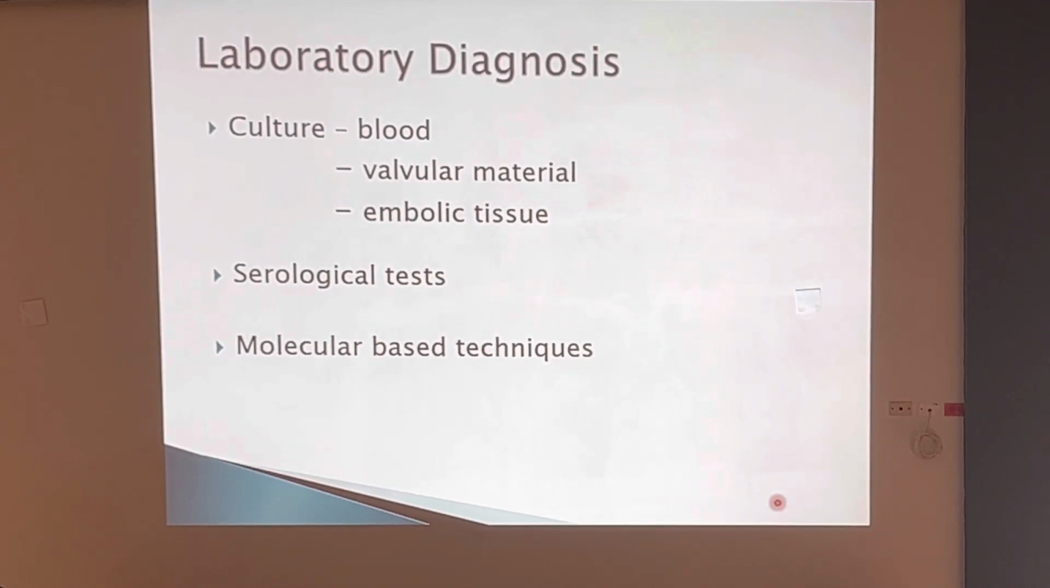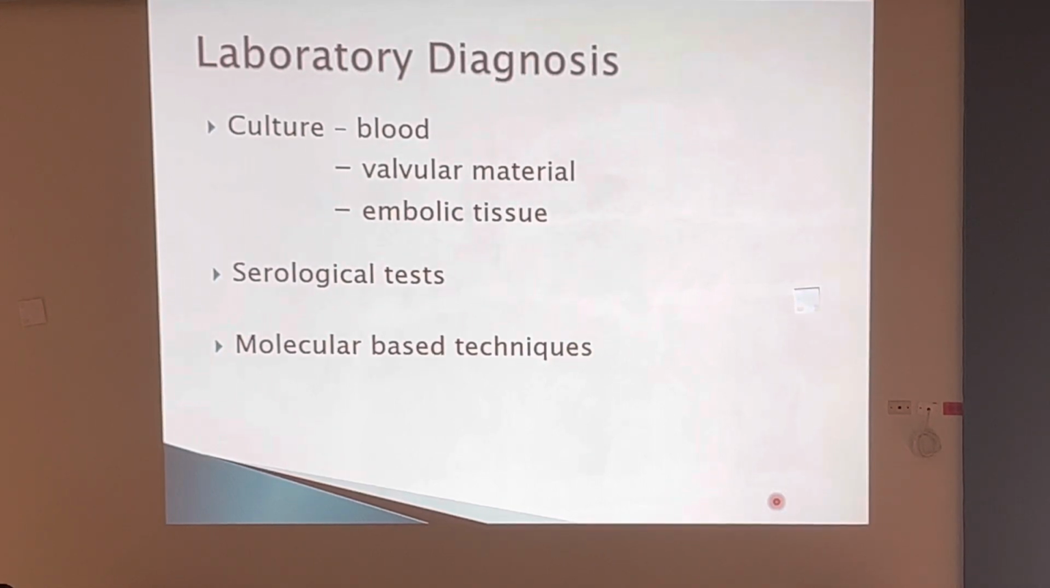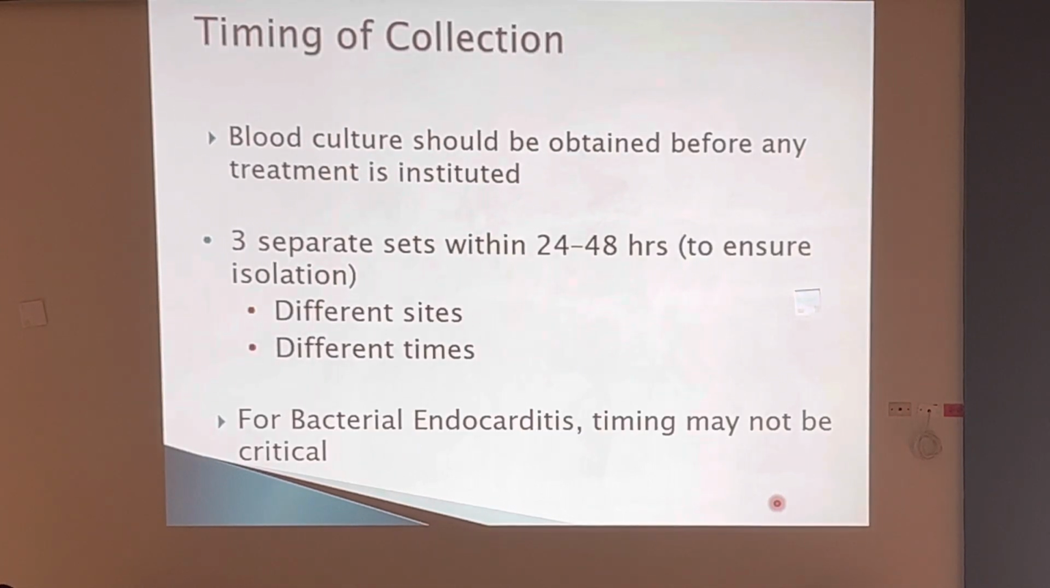Now, how are we going to diagnose this infection in the laboratory? We're going to start off with a specimen, which is up to you. You're going to collect the specimen and send it to us. Some of the different specimens that you can use: there's blood, so we can do blood culture. You can collect valvular material as well as embolic tissue. These samples sound like postmortem samples, fortunately. You can also perform serological tests as well as molecular-based techniques.